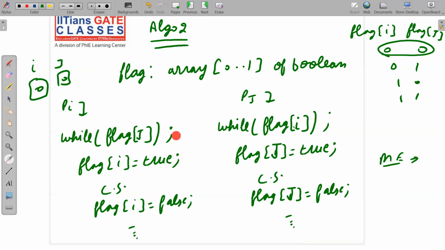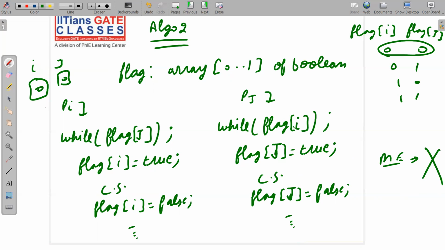So while flag j, loop is broken, control is shifted to PJ. While flag i is also 0, loop is broken. Now it will say flag i is equal to true. One line is executed, so control is shifted to the next process. It will say flag j is equal to true, then control will shift to the next process. It will enter CS, and then control will shift to the next process. It will again enter into the CS. So both processes will enter into the CS at the same time. Mutual exclusion is not satisfied.